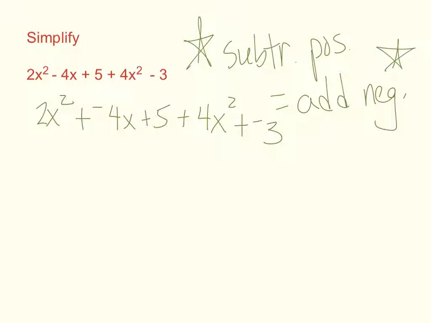So let me look at what my like terms are. I have 2x squared and 4x squared. Then I have negative 4x. I don't have anything else that just has an x with it. And then I have 5 and negative 3.